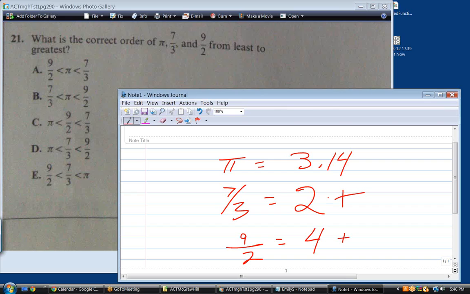Okay, and this is 2.3. But we don't need these. Now rank them. Smallest to highest. It's the 2, pi, then 4. So it's the 7/3, then pi, then 9/2. So that looks like B. And you can see why I didn't need to know what the next digit was.